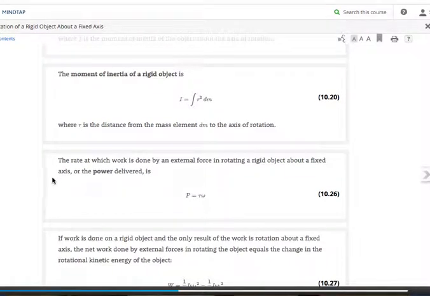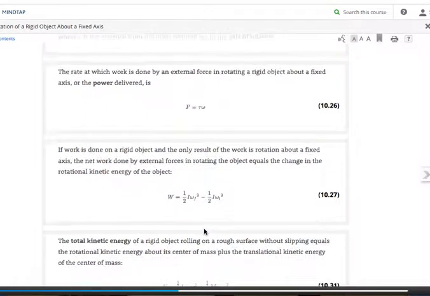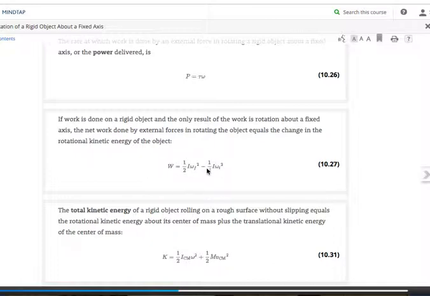And then again, the rate at which work is done is going to be power. The linear version was force times average velocity. This is going to be torque times average angular velocity. Work will result in a change of kinetic energy. Again, that assumes that the Earth is not part of this system. This is the same work-energy theorem, but now in terms of rotational kinetic energy.